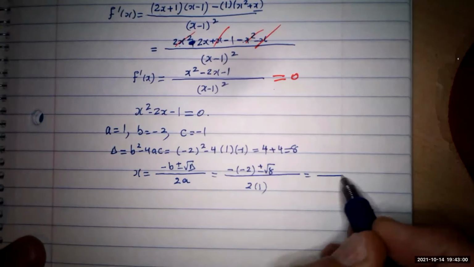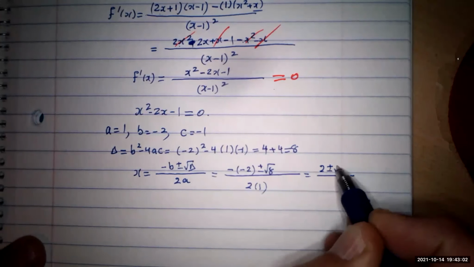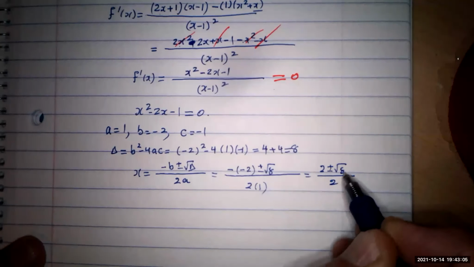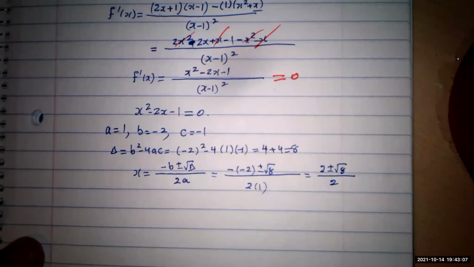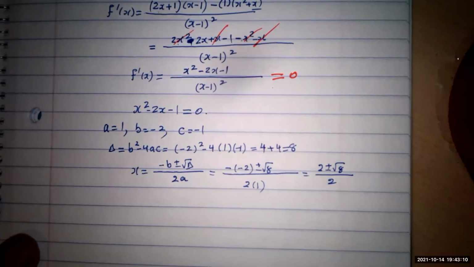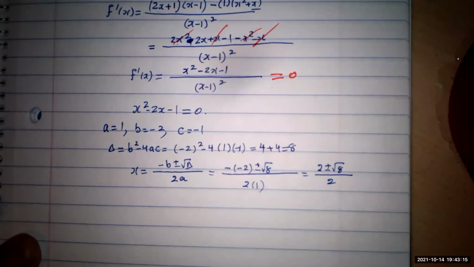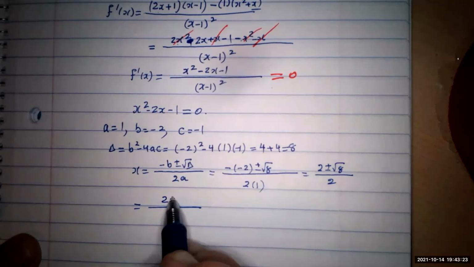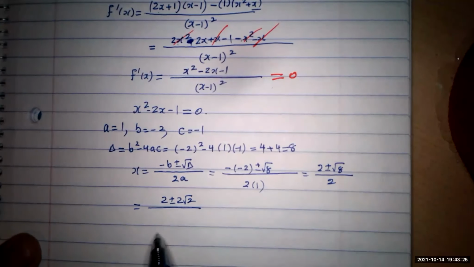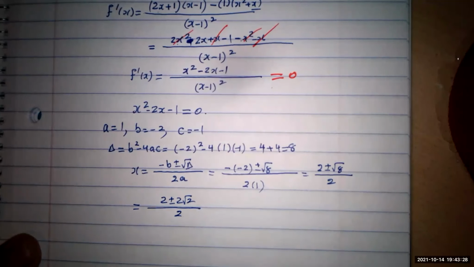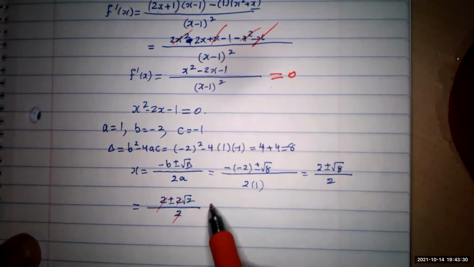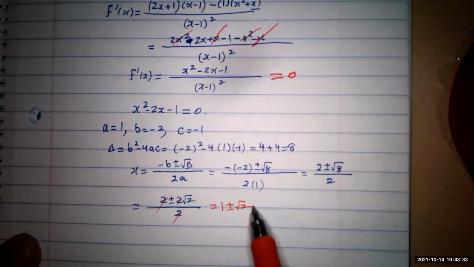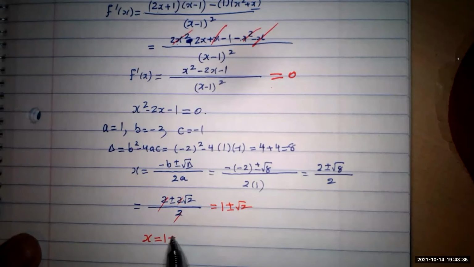So this is going to be 2 plus or minus radical 8 divided by 2. We don't want you to use a calculator to give us a decimal number. Radical 8 would be 2 times 4, so that gives you 2 radical 2 if you want to simplify it. So it's going to be 2 plus or minus 2 radical 2 divided by 2. Now you can simplify these two coefficients, so the result would be 1 plus or minus radical 2. So x would be 1 plus or minus radical 2.